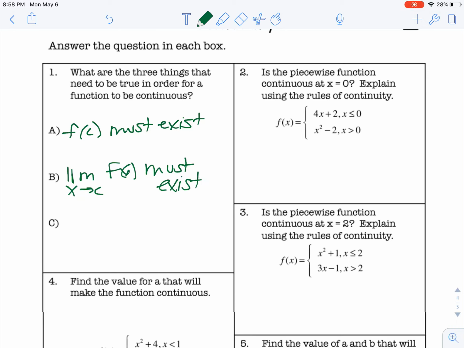So remember, in order for the limit to exist, the limit as x approaches c from the left of f of x has to equal the limit as x approaches c from the right of f of x. And our limit as x approaches c of f of x has to equal that function value, f of c.